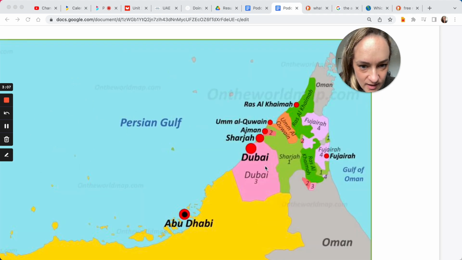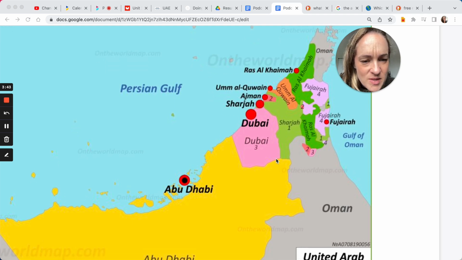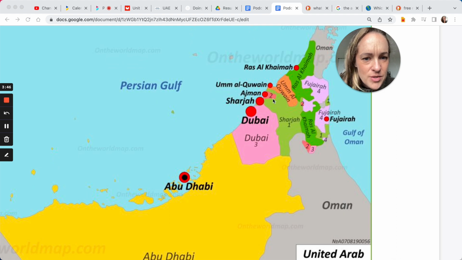Looking again at the map, Sharjah is actually this entire green area. And I think, yes, it's number one here, so the green is marked. That's quite curious. And it seems that Dubai, number 3, also has a small area here in the north of Oman. And Ajman, which seems to be the littlest, is number 2, also has a little area here and a little area here, which is quite curious.